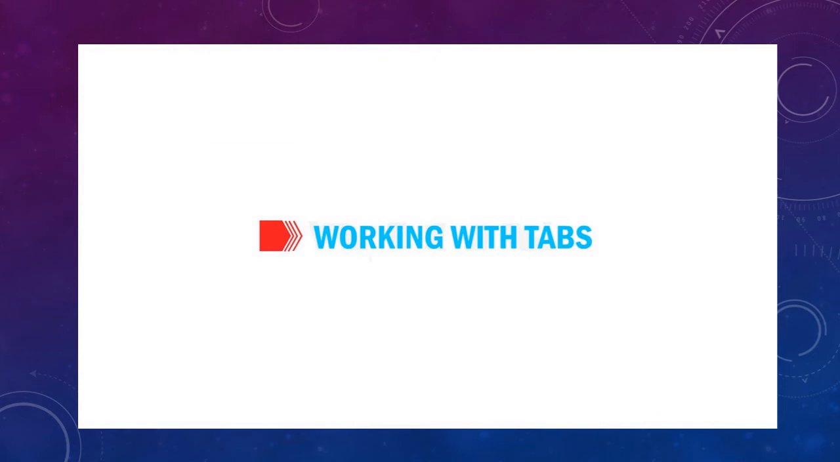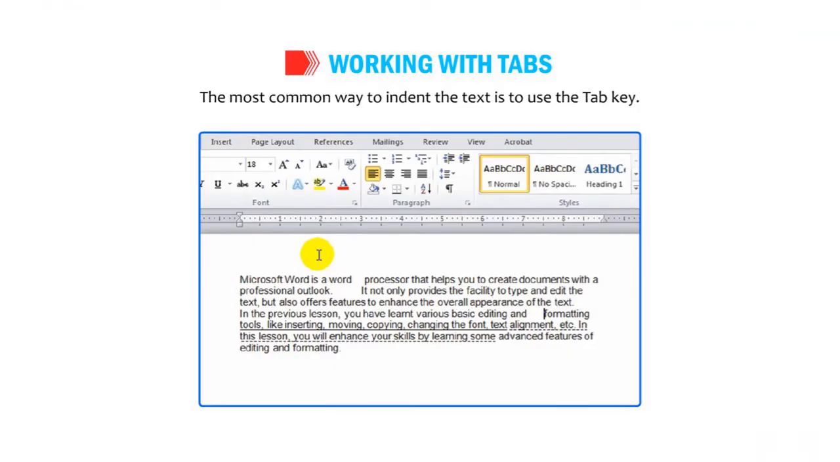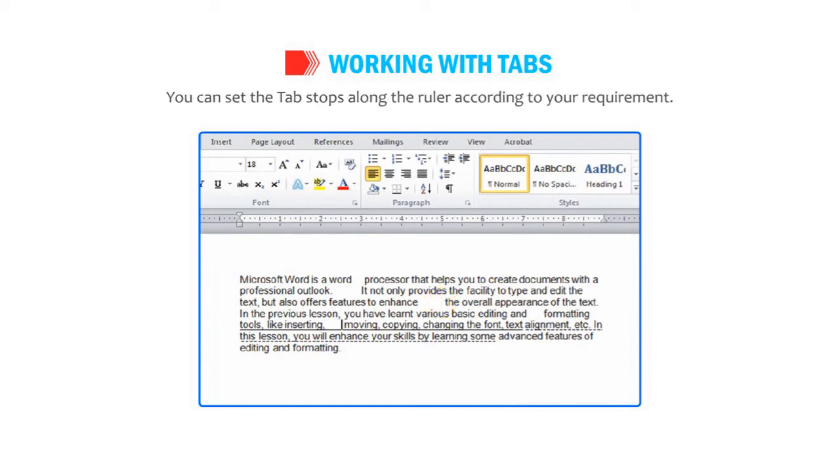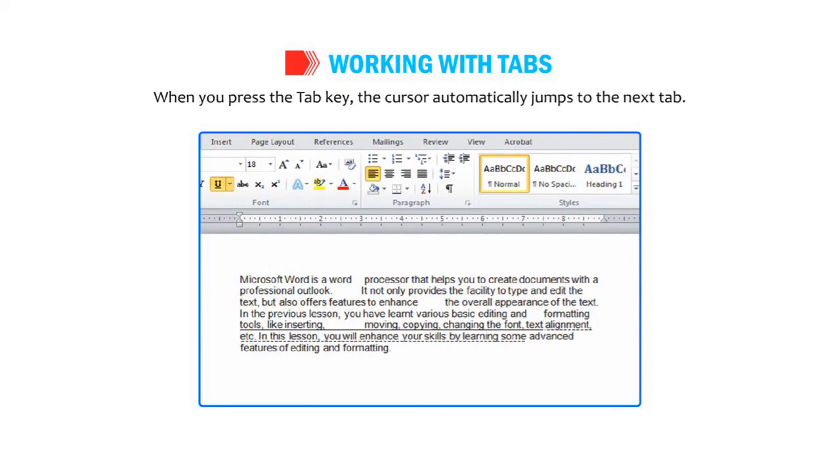Let's learn working with tabs. The most common way to indent the text is to use the Tab key. It is used to move the cursor at specific spaces in a document. By default, tab stops are set at every 0.5 inch. You can set the tab stops along the ruler according to your requirement. When you press the Tab key, the cursor automatically jumps to the next tab.